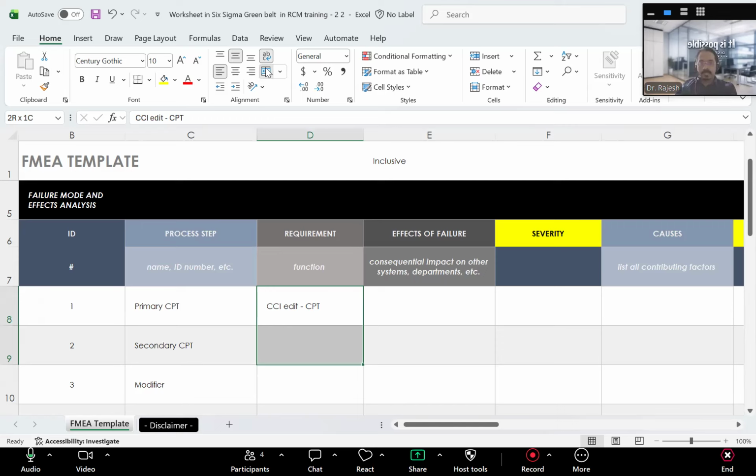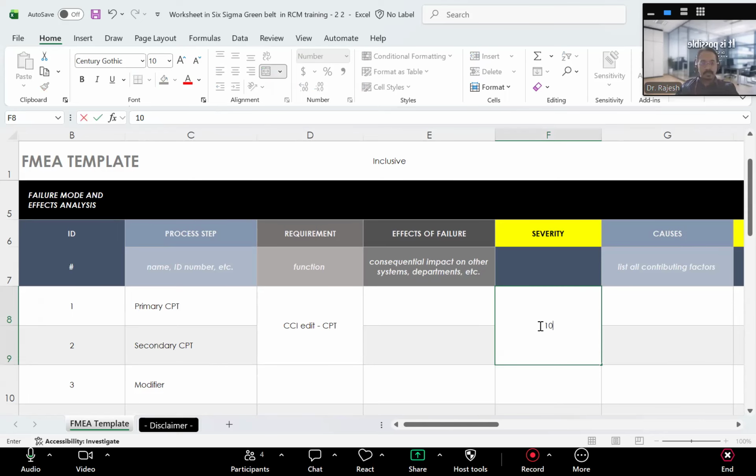In that case, what is my severity? For my process, I have to check my CCI edit. Out of 1 to 10, what ranking will you give for the severity? Is it important or not important? Important. So what rank do you have to give, 10 or 1? 10. It is very important for me. Yes, I definitely have to check it.